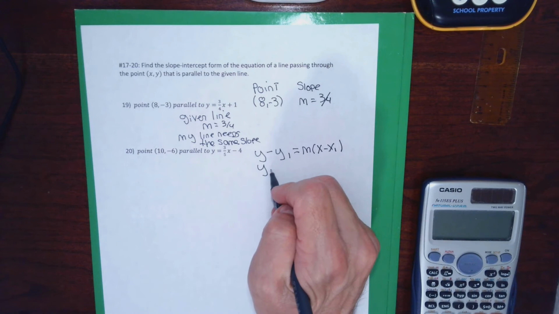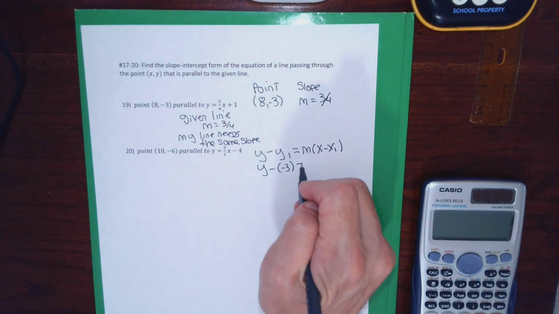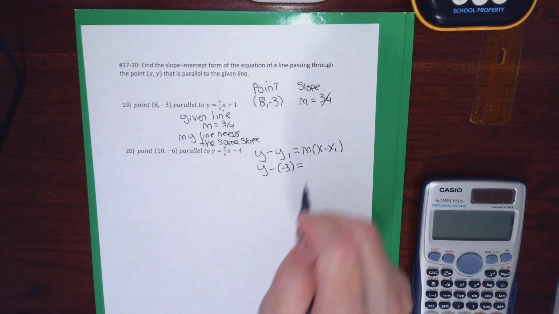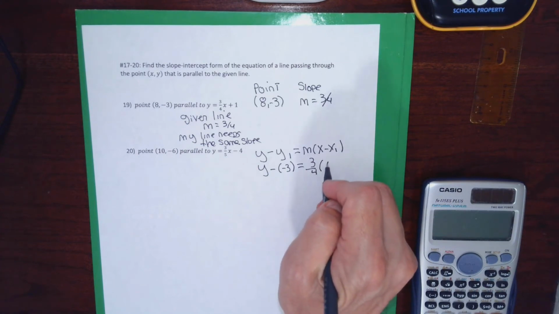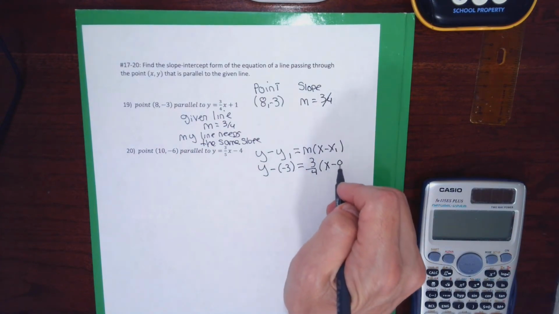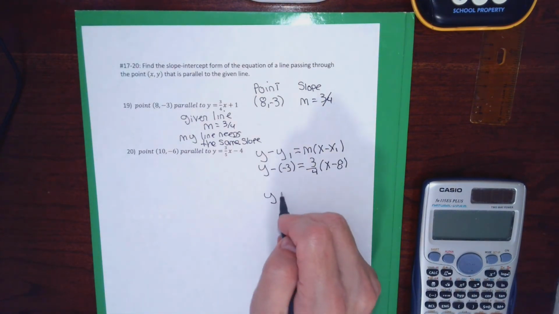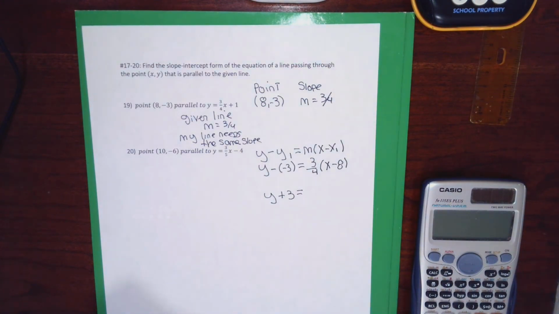Into my y minus y1 side, I'm going to change the y1 to negative 3. And into my m times x minus x1 side, I'm going to plug 3/4 in for m and 8 in for x1. Now I'm going to clean this up. On the left-hand side, the double negative, I can make a positive, and I can rewrite the left-hand side as y plus 3.